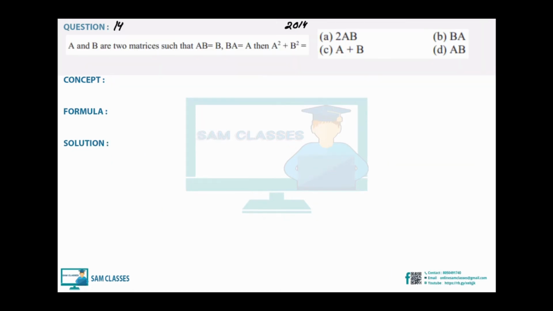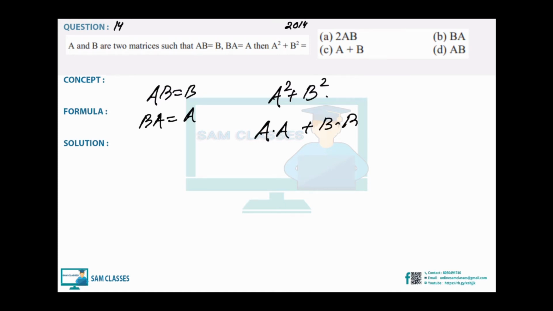Okay. Now let's see this question, students. A and B are two matrices such that AB they have given as B and BA they have given as A. Now what do you have to find? A square plus B square. Now pretty simple. What do you have to do? A into A plus B into B. Now this A you open it up. A is what? BA. So BA you write it down. Plus B is what? AB. So AB you write it down.